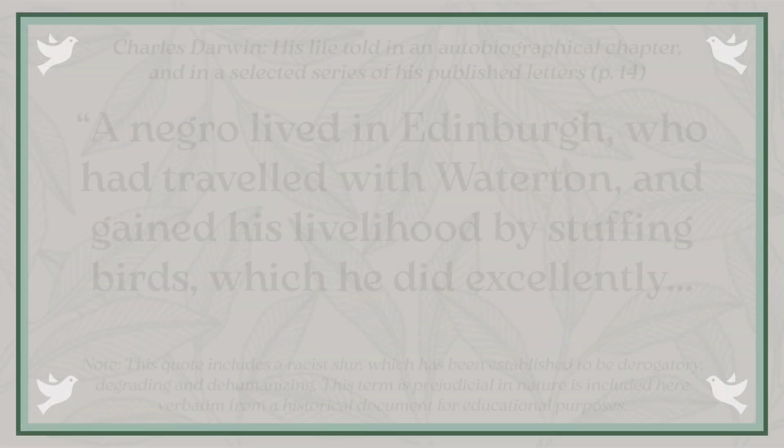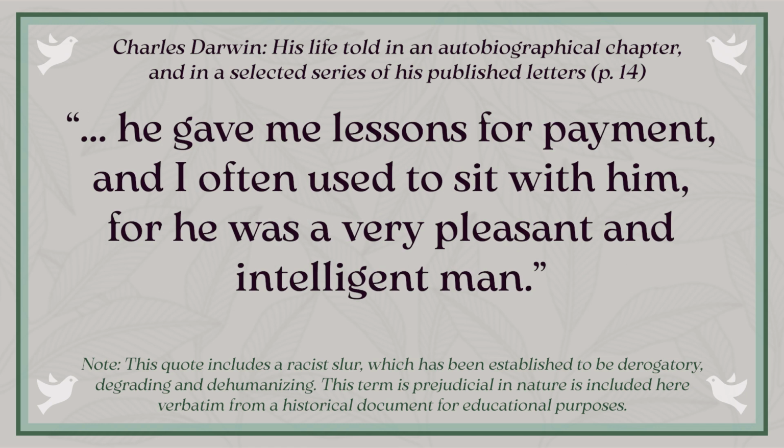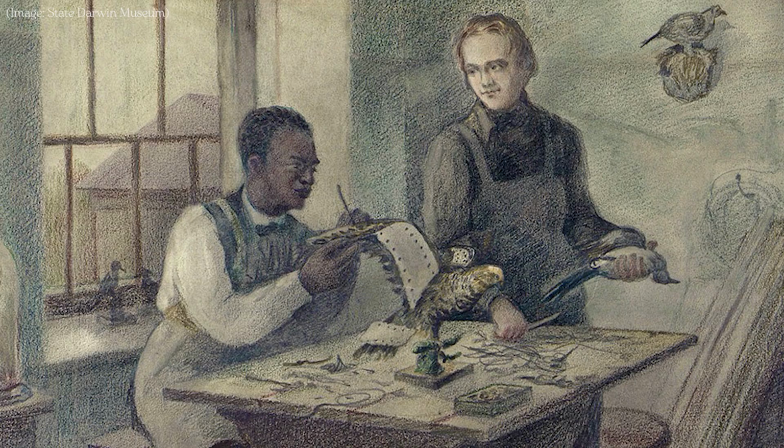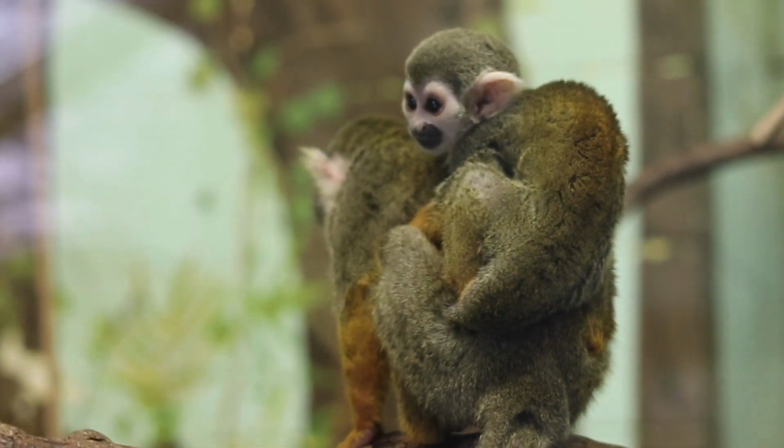In his autobiography, Darwin said that Edmonston, quote, "had traveled with Waterton and gained his livelihood by stuffing birds, which he did excellently. He gave me lessons for payment, and I often used to sit with him, for he was a very pleasant and intelligent man." It's not known for certain what Darwin and Edmonston discussed. However, it's likely that Edmonston told Darwin about his experiences in South America, its wildlife, and his expeditions with Waterton.